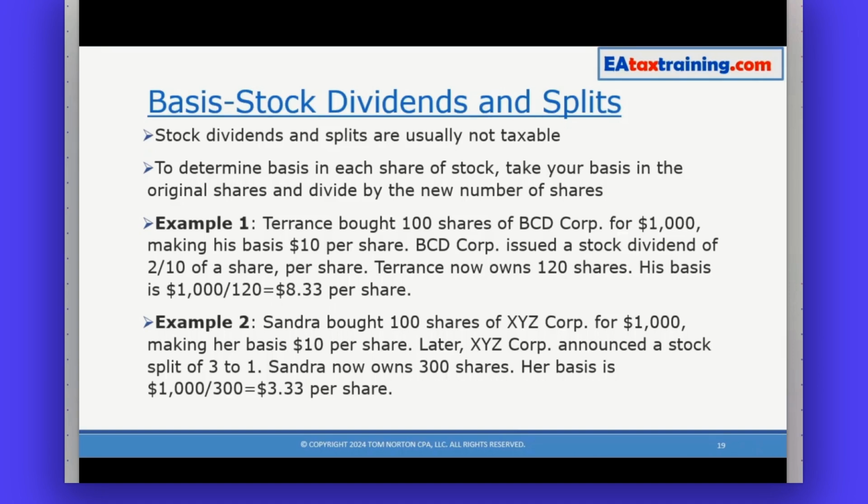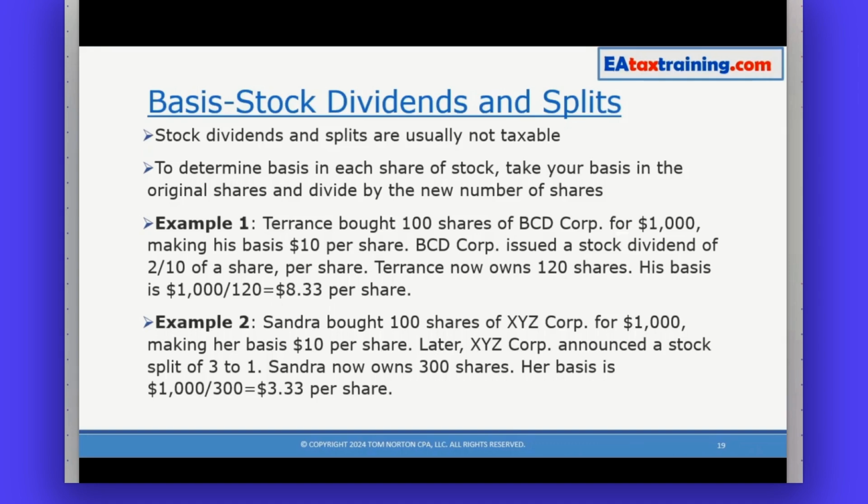Terrence bought 100 shares of BCD Corp for $1,000, making his basis $10 per share. BCD Corp issued a stock dividend of 0.2 of a share per share. Terrence now owns 120 shares. His basis is $1,000, the amount he originally paid, divided by 120, the number of shares that he now owns, which equals $8.33 per share.